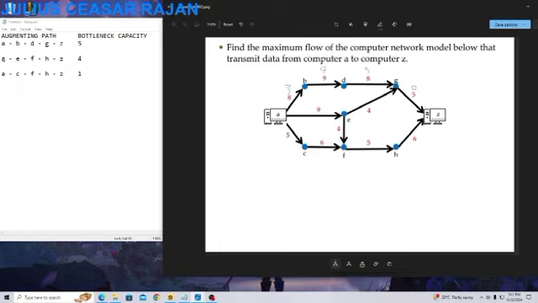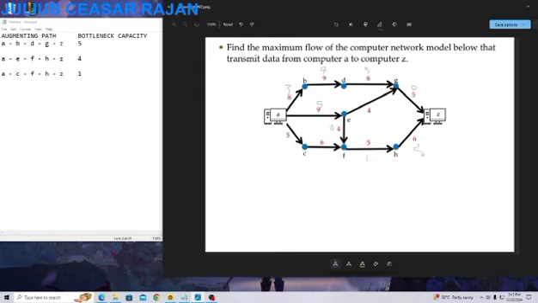So the next one is the A to E to F to H to Z. So the lowest for the bottleneck capacity is 4. So we subtract it to the number here. It becomes 5. This becomes 0. This becomes 1. And then this becomes 2.